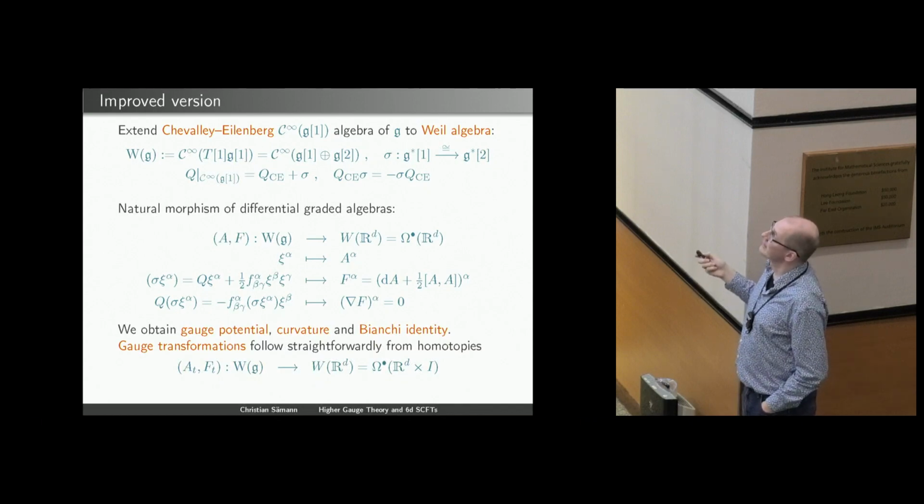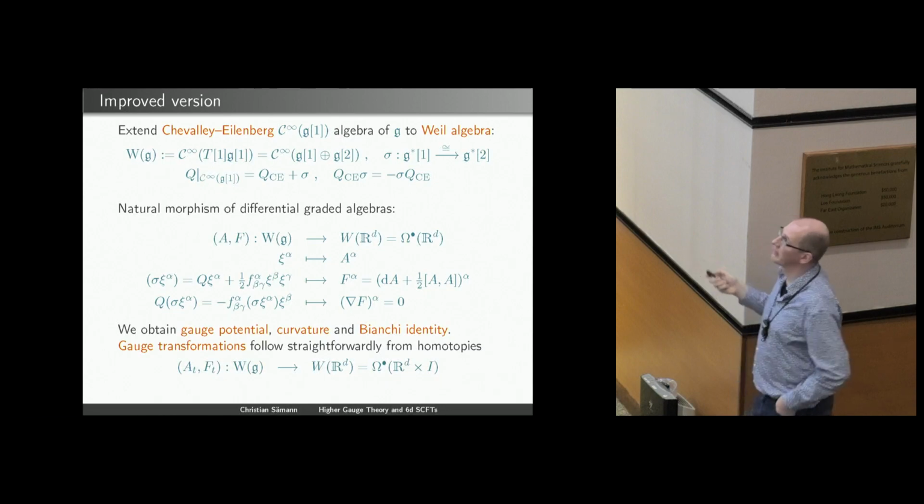Namely, there's this shift isomorphism on coordinate functions, and I can use that to extend the usual Chevalley-Eilenberg differential, which gives me the structure constant. That was our usual Q on the Lie algebra. I just add the sigma to it, right? And then I respect this calculational rule. Sigma is of degree 1, so it should anti-commute with the Q_CE. That fully defines actually the Q on the Weil algebra.